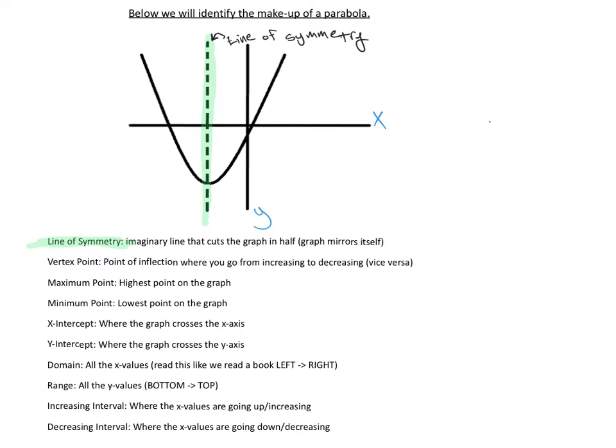The next piece of the graph that we're going to look at is the vertex point. So this is the point of inflection where the graph is going to go from increasing to decreasing, or in the opposite direction from decreasing to increasing. So this is either going to be the bottom of the U or the top of the U if it was flipped upside down. In this case, looking at our graph, we can see that our vertex is located at the very bottom of this U shape.